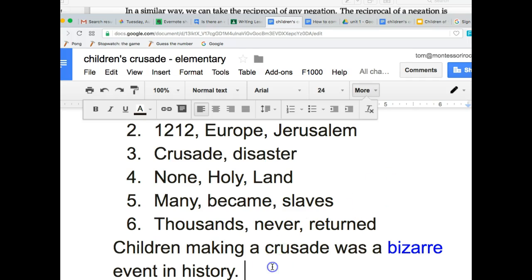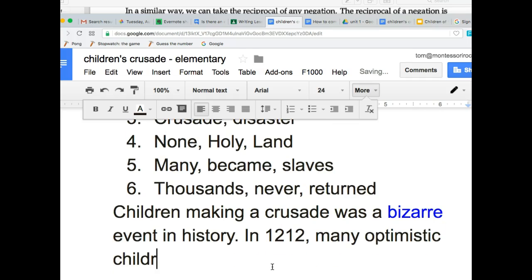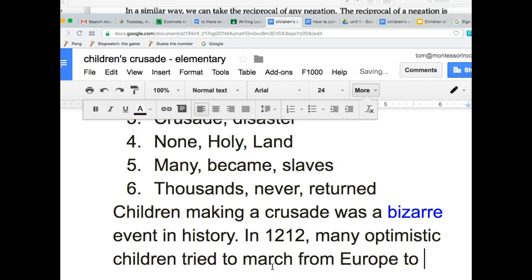So now for me, my next note is about 1212, going from Europe to Jerusalem. Okay. So gullible, that's a good one, right? So now I'm going to say in 1212. Let me finish the sentence and I'll talk to you. Okay, in 1212, many optimistic children tried to march from Europe to Jerusalem. Okay, so they tried to march from Europe to Jerusalem.